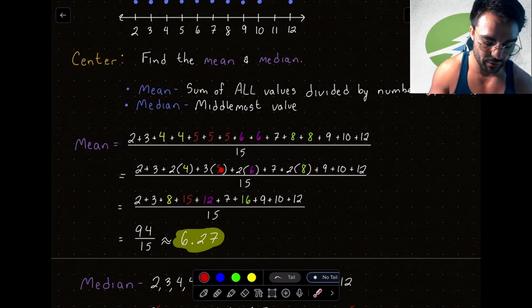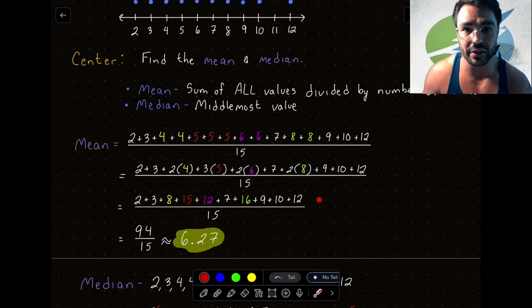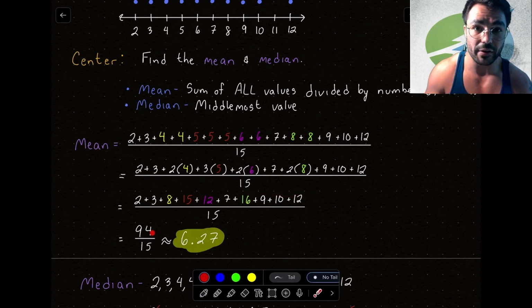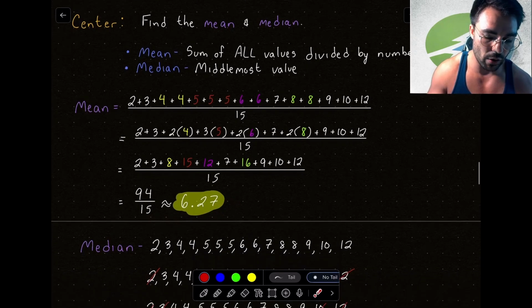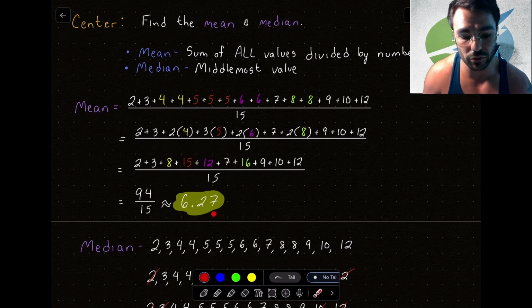2 times 4 is 8, 3 times 5 is 15, 2 times 6 is 12, 2 times 8 is 16. Add up all these values. I already did this with a calculator. We get 94. 94 divided by 15 is roughly 6.27. Sorry, it's 6.26 repeated. We could just round that to 6.27 for all intents and purposes. So our mean is roughly 6.27.